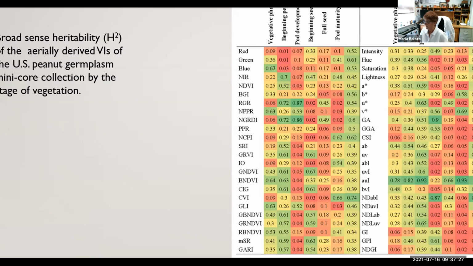Also, good stages to take vegetation indices as a phenotyping tool look to be, for most vegetation indices, beginning at peg and pod development.